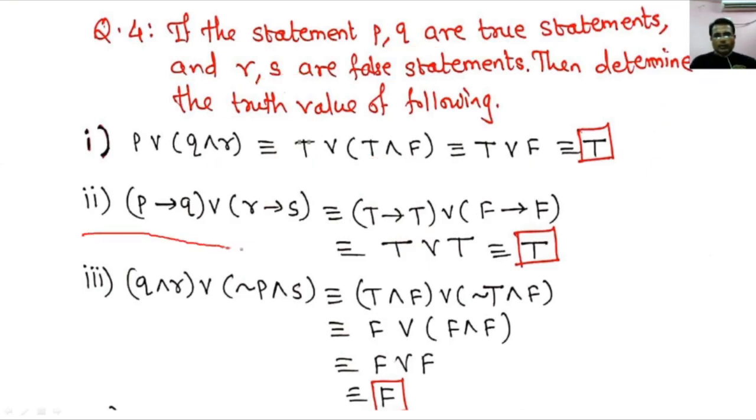Similarly, you can consider the second one. Here P is true, Q is true, R is false, and S is also false. So according to that, the substitution is there. True implies true or false implies false. True implies true is true, false implies false is also true. So true or true is true. This is your resultant.